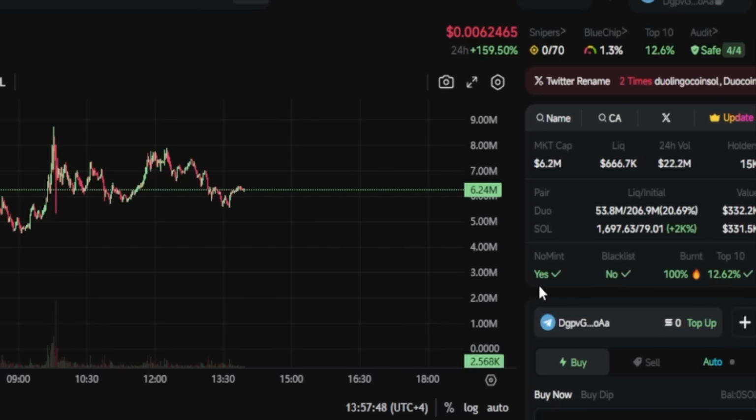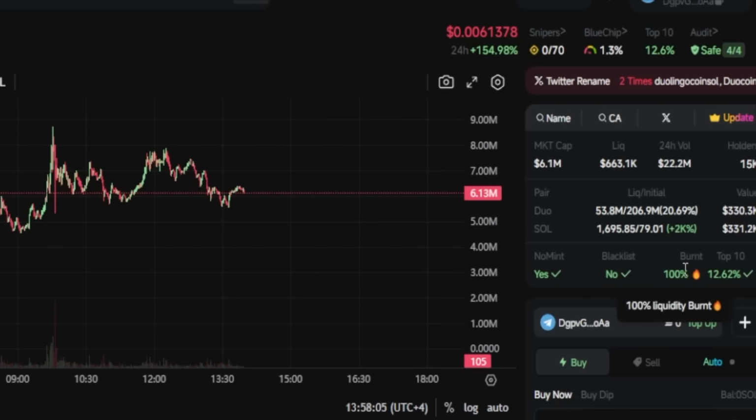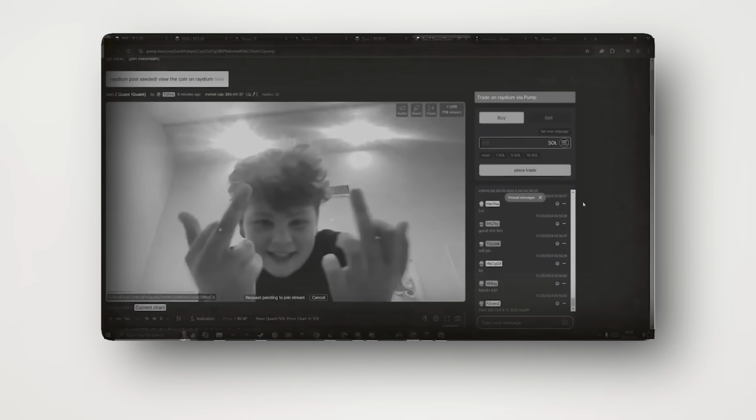It's no mint. So you want this to say no, you can't mint. Mint means that they can mint extra tokens. Make sure that this says no. Blacklist, this says no. So that means it cannot blacklist any wallets. You don't want it to be able to blacklist wallets. Burnt is 100%. This means the liquidity is burnt, so the project cannot rug the token.